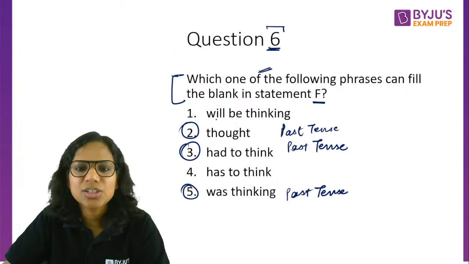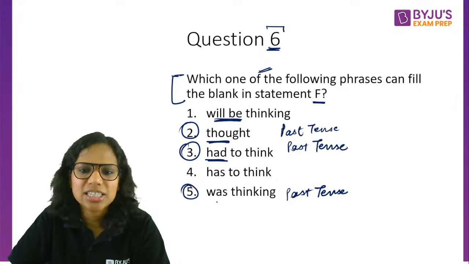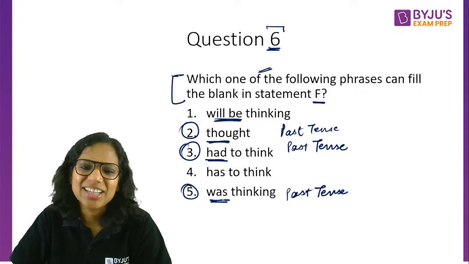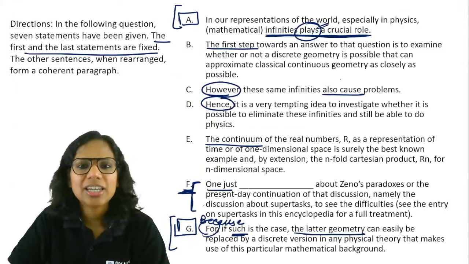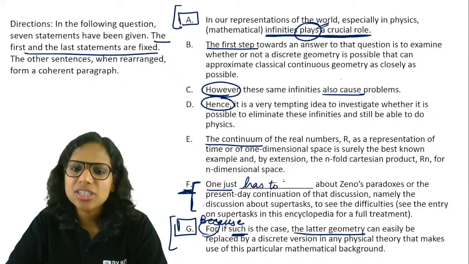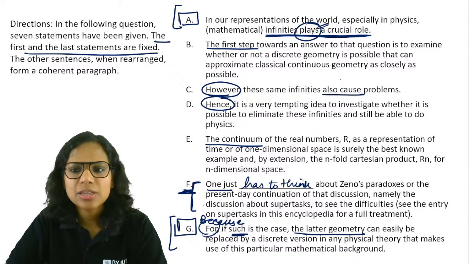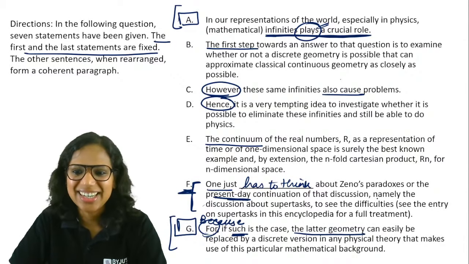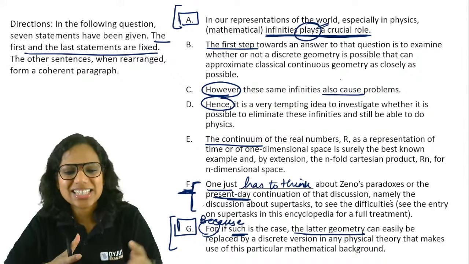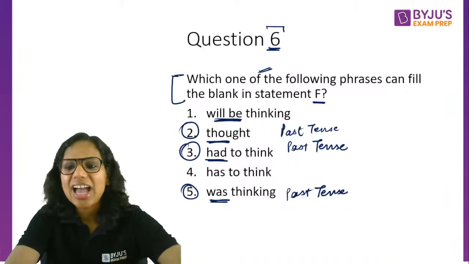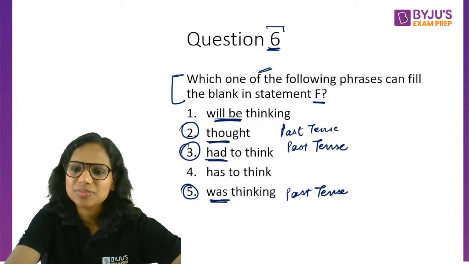Once you realize that this is really about tenses, all that you have to figure out is what is the tense of the paragraph, right? So what tense will ultimately fit in this sentence? The tense of this entire paragraph is present tense, right? So one just has to think about Zeno's paradoxes or the present day continuation of that discussion, right? We are talking in the present tense, and that's why the answer should be option 4. I hope this makes sense to everybody.